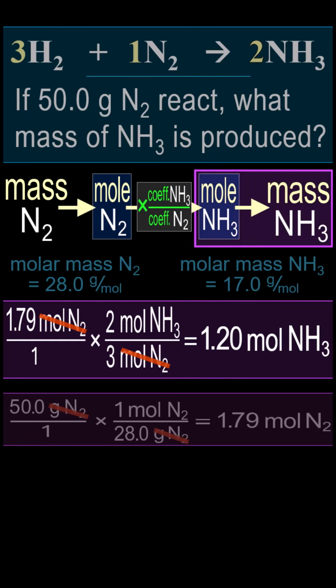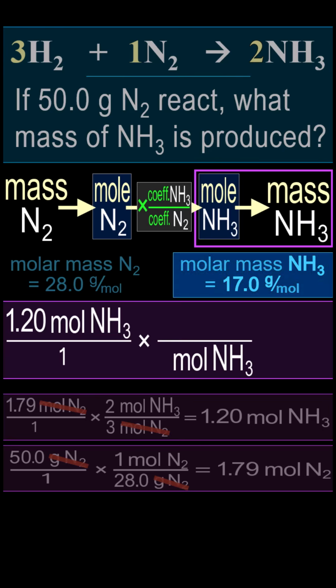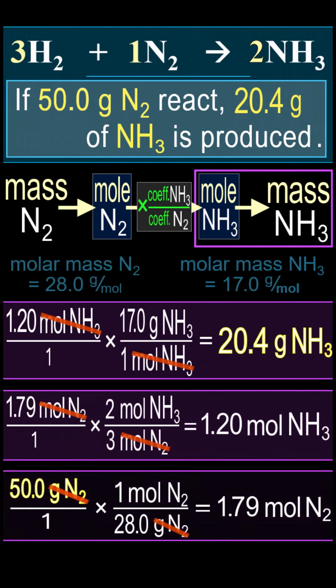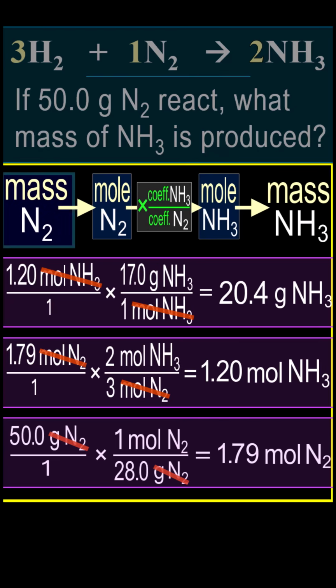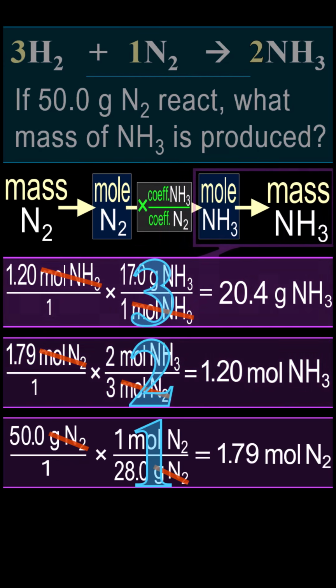The last calculation converts that amount to grams using ammonia's molar mass. We can see that when 50 grams of nitrogen react, 20.4 grams of ammonia is produced. This calculation is called mass-to-mass stoichiometry and requires 1, 2, 3 steps to complete.